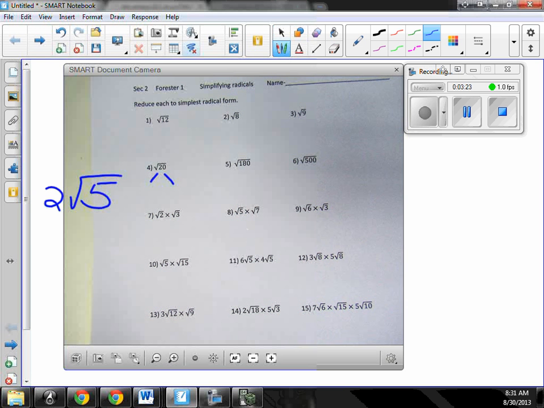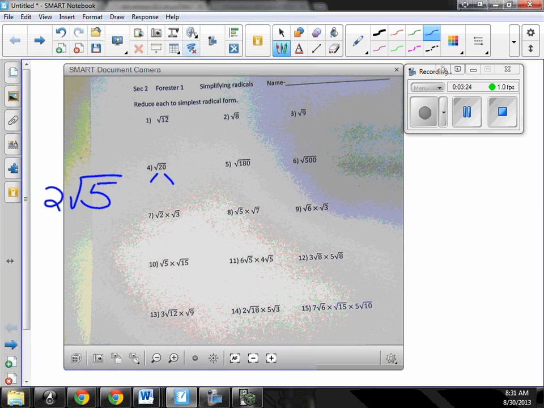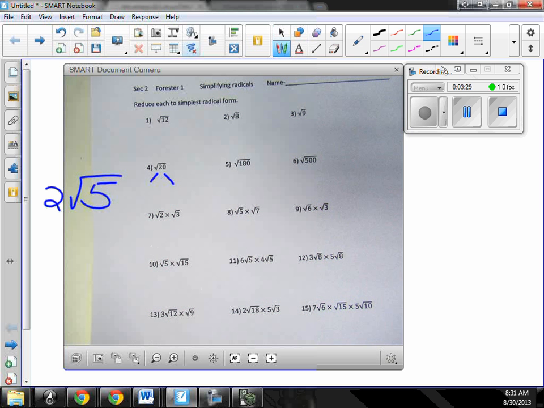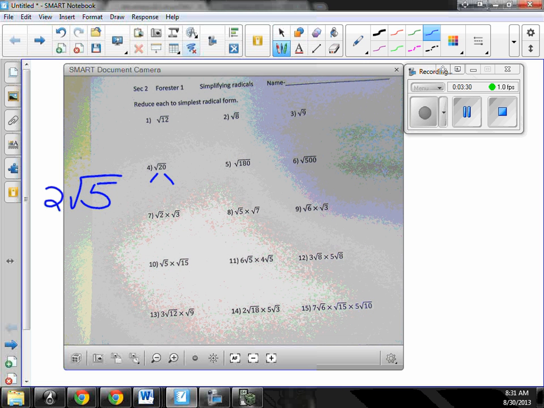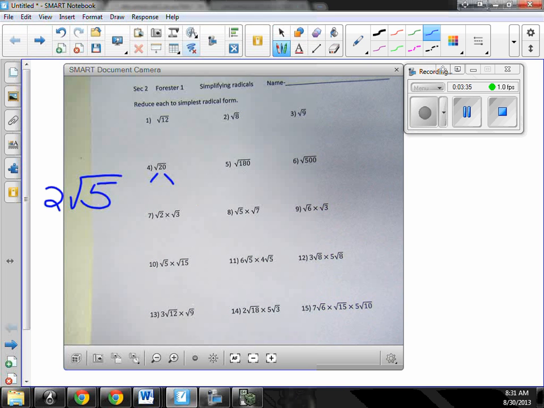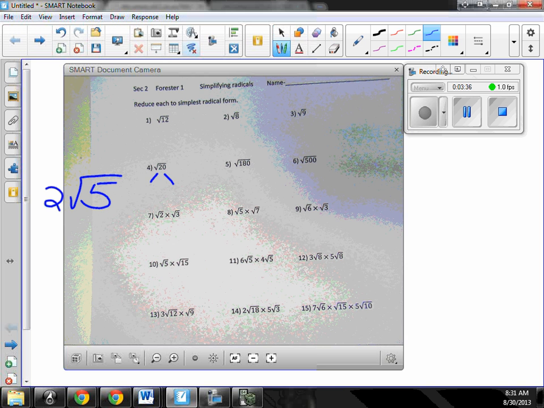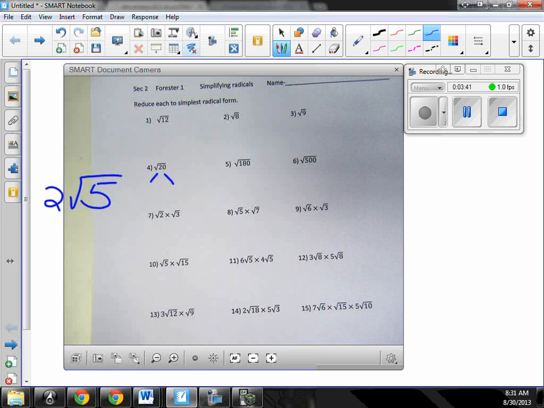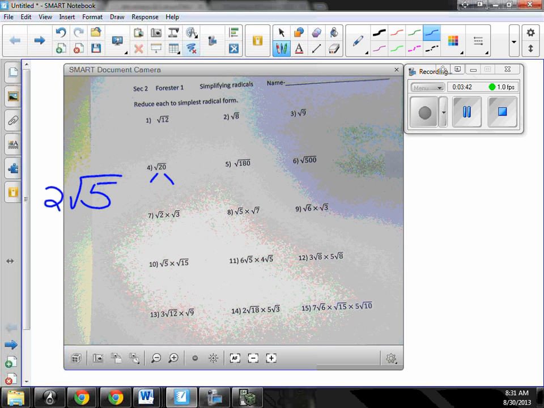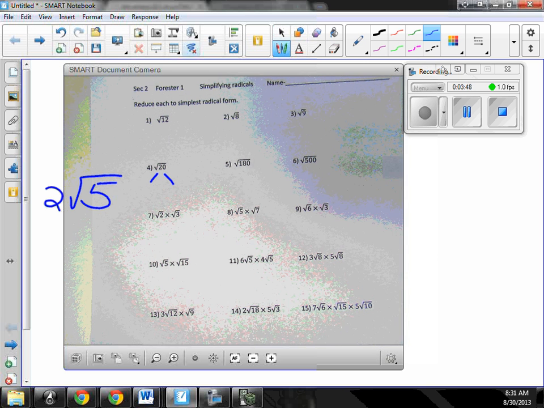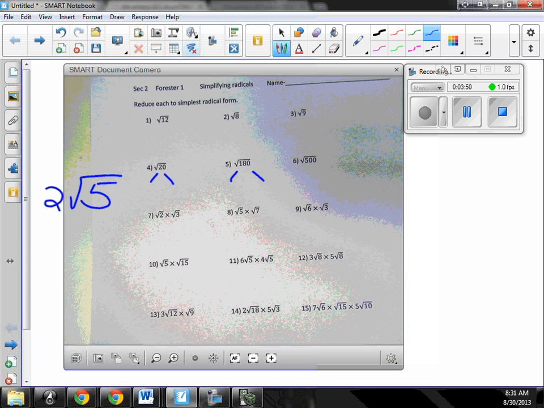Anybody want to guess what the biggest perfect square inside 180 is? Well, I know that 4 works, right? And I know that 9 works, because 9 goes into 18, and 180 is just 18 times 10. So 4 and 9 work, so 36 must work, but there might be a bigger one. So we're going to have to factor it. My guess will be 36, but we'll find out.